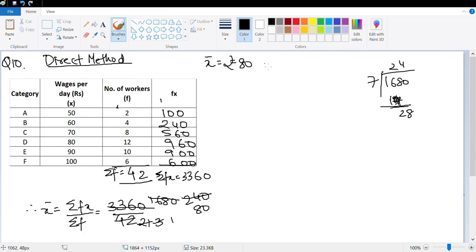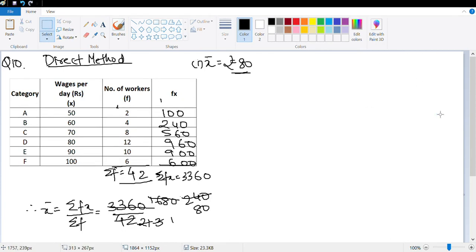This is wage per day. Please note, since this question has a unit, I will write my answer in the unit. So that's why the mean wage is rupees 80. Let's look at the second part of this question.